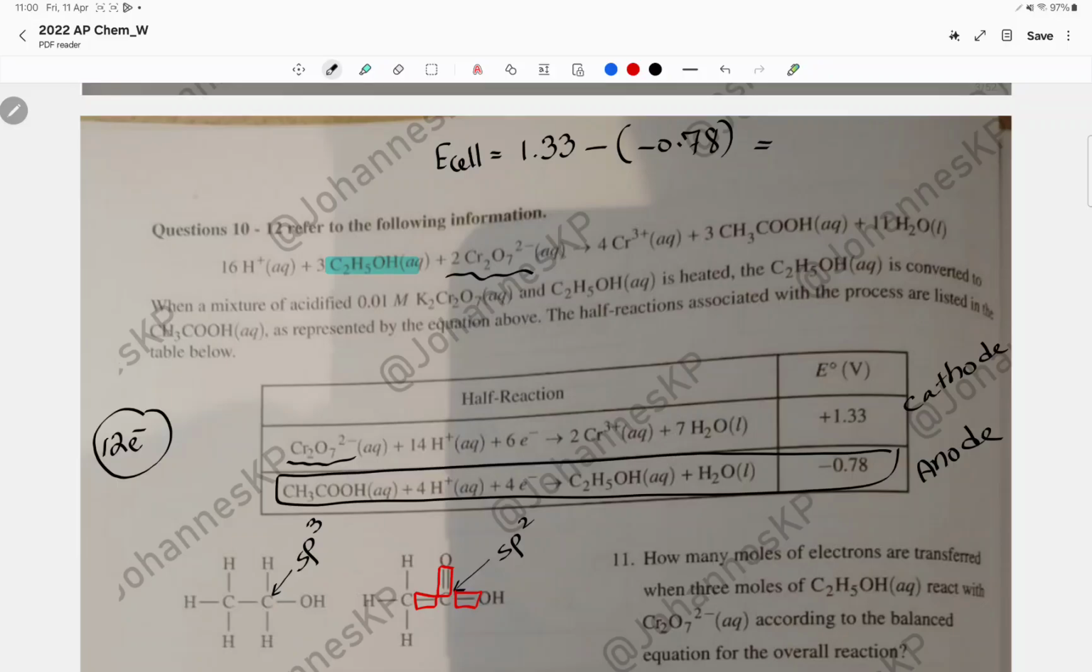Now back in the old days, you had to do this without a calculator. But that's back in the old days.